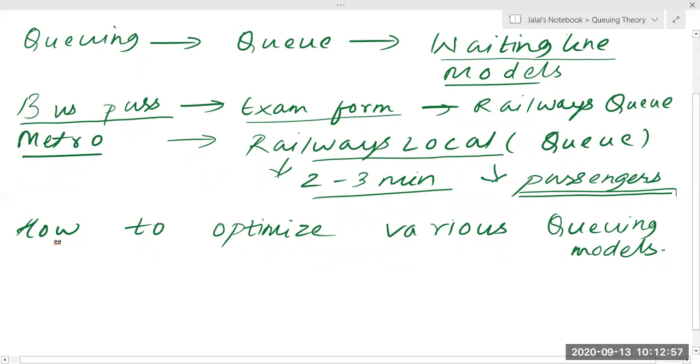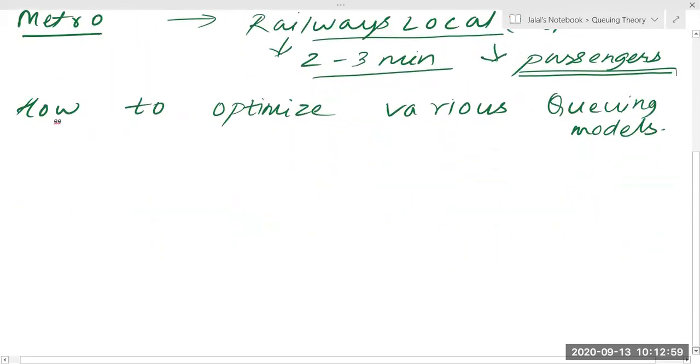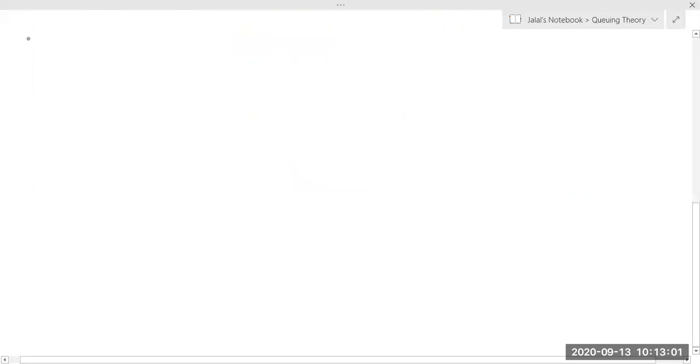Before going forward, I would like to introduce some terminologies for various queuing models. It is very simple, and this should be understood by you. One terminology I have already told you: queuing model is also called waiting line model. As simple as that.